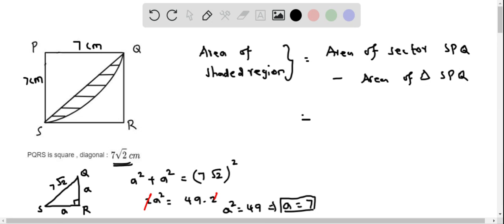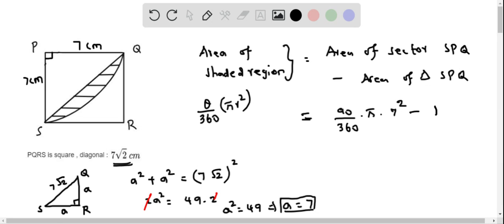Okay, so we'll be utilizing the formula to find the area of the sector, which is basically theta by 360 times pi r squared. Theta is basically the central angle of the sector. So here this is the central angle, which is basically 90 degrees. So we put 90 by 360 times pi times the radius PQ or SR. SP is the radius of the sector, which is basically 7. So we put 7 squared, minus, and then the area of the triangle.